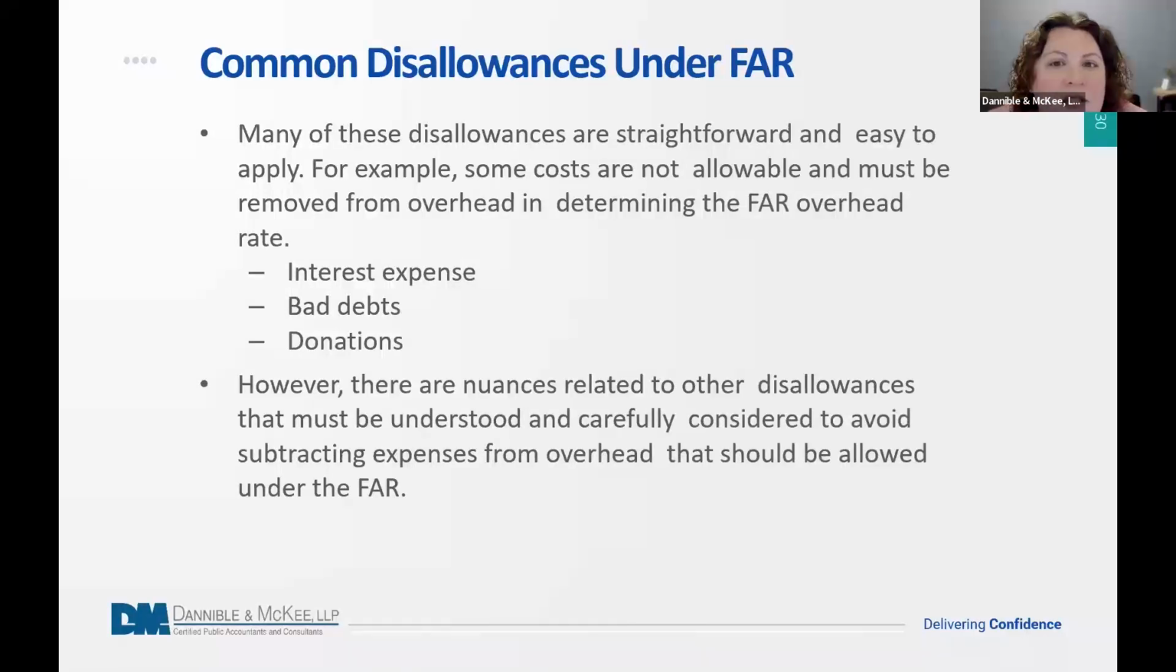Many of these disallowances are very straightforward and really easy to apply. However, there's a lot that aren't. There's a lot of nuances. Interest expense, bad debt, contributions, donations, obviously very easy to pull right out of your general ledger and disallow. However, there are some things that may be a little bit more difficult that we'll have to work with you on.